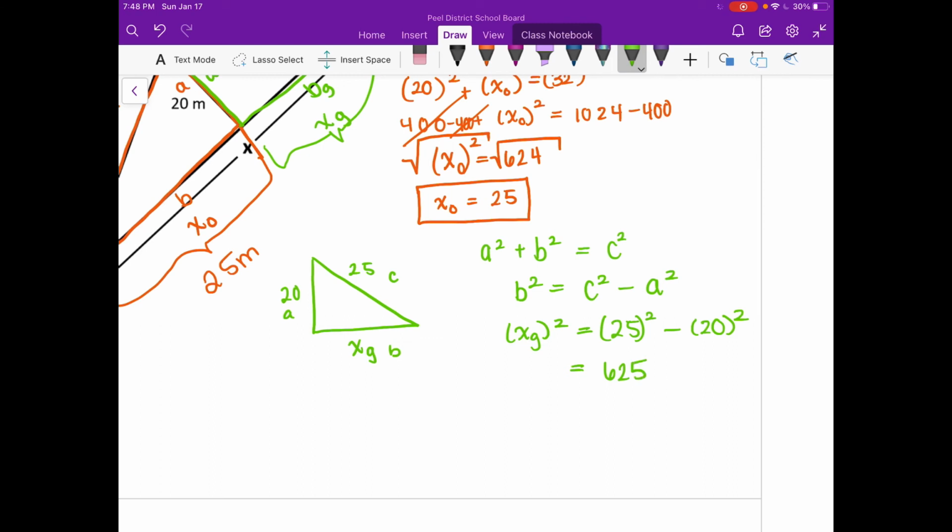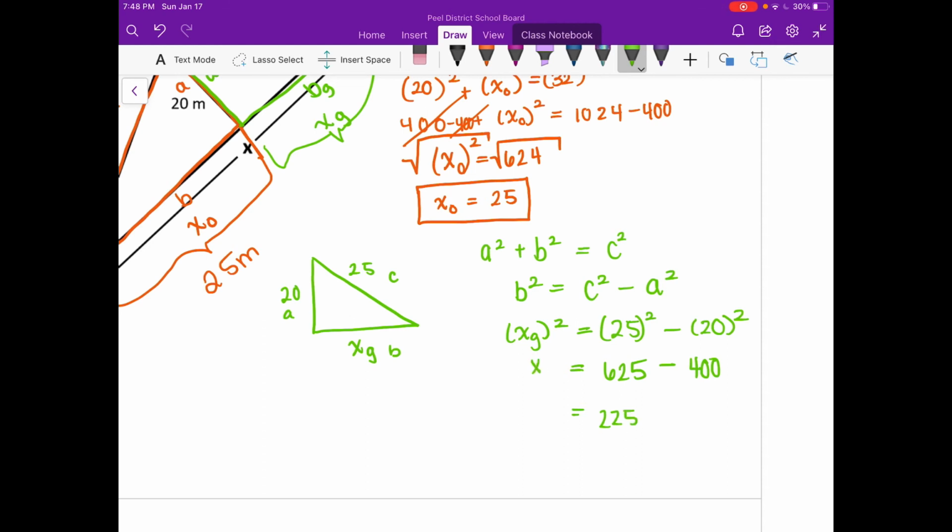625 minus 20 squared, which we already know is 400. So let's just do that. 625 minus 400 equals 225.